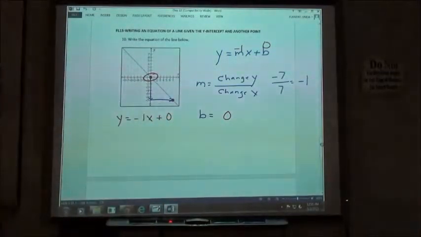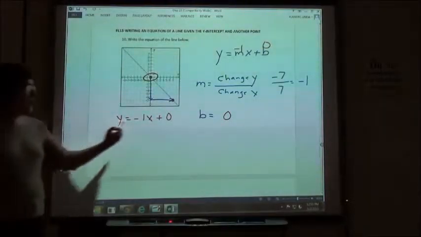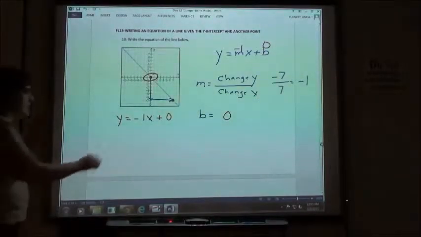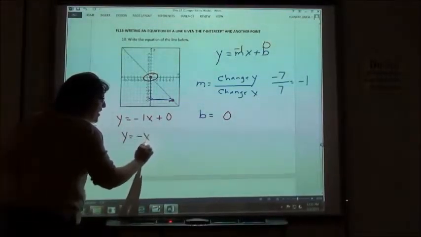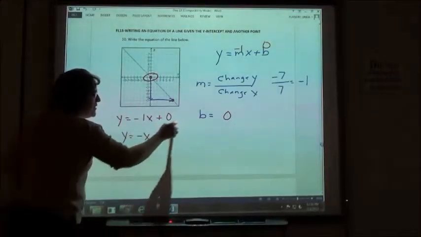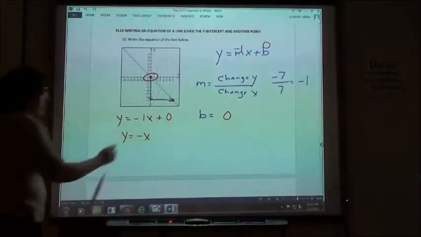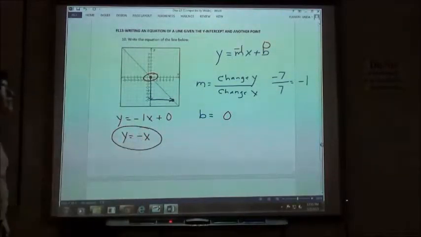But we can simplify this one. Most of the time we can't simplify. What's another way of writing -1x? -x. Just a -x. So y equals -x, and since it's a +0, we really don't need to have +0 on the end. Anything +0 is what we started with. So the best way to write this line would just be y equals -x.